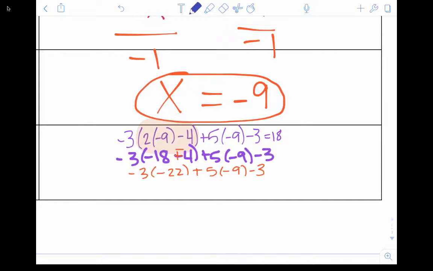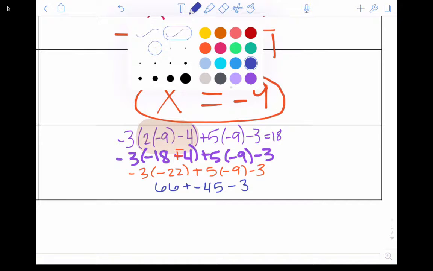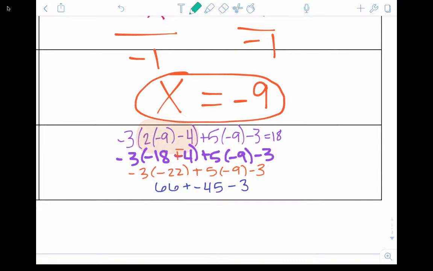Now I'm going to do multiplication. So I have negative 3 times negative 22. That's a positive 66 plus 5 times negative 9, which is negative 45, minus 3. So I just did all my multiplication in that step. And now I'm going to do my addition and subtraction, working left to right. So 66 plus a negative 45. I don't need to change signs because I'm already adding. I have a positive and a negative, which means I'm going to subtract my numbers. So 66 minus 45 is 21.